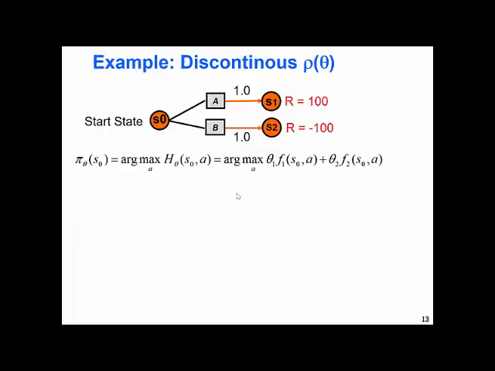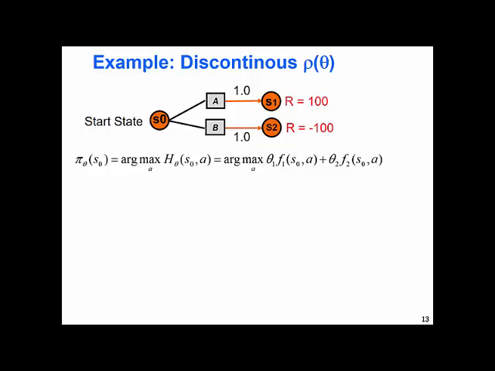This is just the most simple example to illustrate that. So we've got a very simple MDP here. S0 is the start state. It's just a one-step thing. You take action A, probability 1, you get a reward of 100. Take action B, probability 1, you get a reward of negative 100. So obviously the optimal policy is A here.